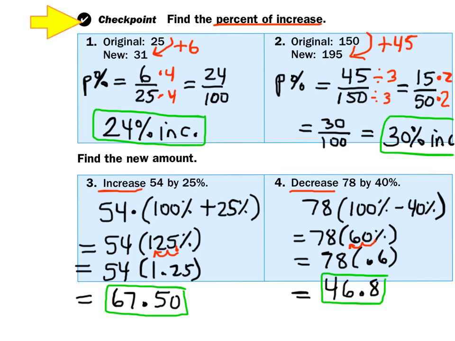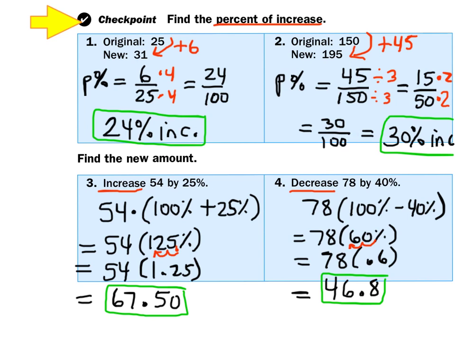Take a look at number 2. The original was 150, the new is 195. So the first thing I do is figure out how much it changed. It went up 45. So I put the 45, the change, over the original, the 150, and I write it as a percent. So I would try to simplify as much as possible. I'm going to divide by 3, so that gives me 15 over 50, and then I see that 50 is really easy to turn into 100 just by multiplying by 2. So I multiply both the numerator and denominator by 2 to get 30 over 100, so that shows me it's a 30% increase.